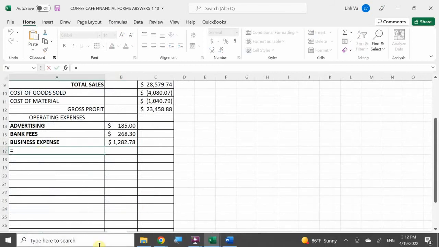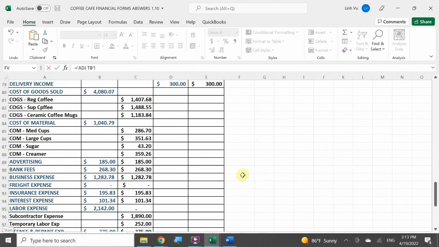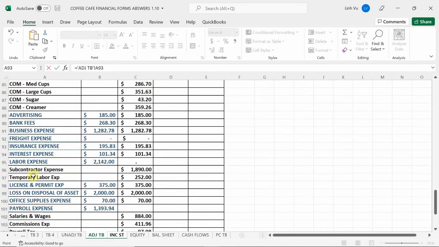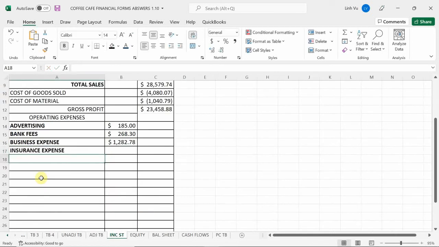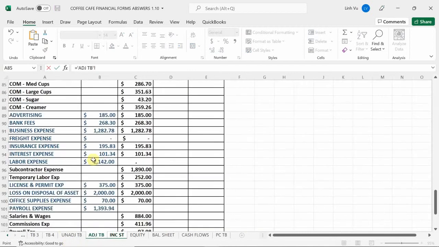Let's see what's next. Freight expense. Freight expense, I have zero, so that's not going to affect my operating expenses at all because it's zero. So the next one after that is going to be insurance expense. Yes, I need to protect my store in case of anything, right? So in this case, I spent $195 to have some insurance on my business.